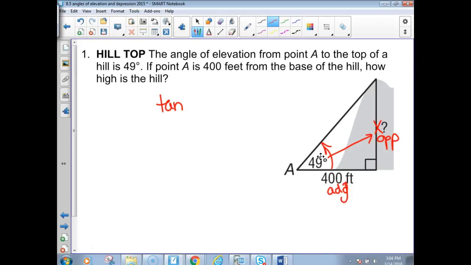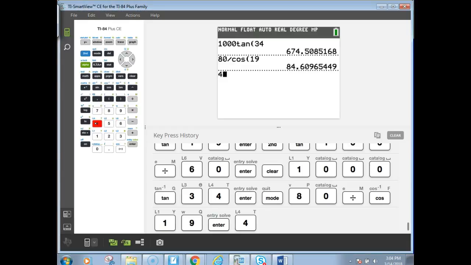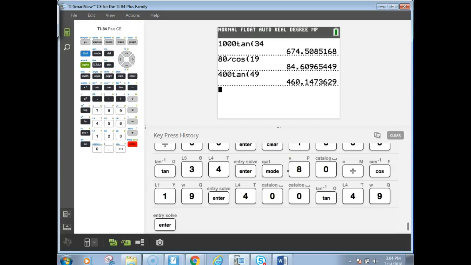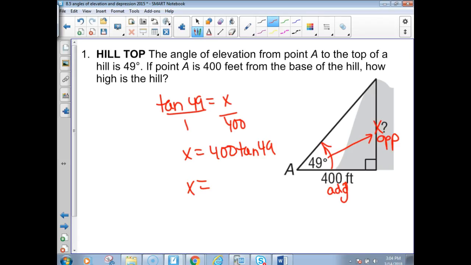So I messed that up. Tangent of 49 is x over 400. We've been calculating these over and over. So x is going to be 400 times the tangent of 49. 400 tan 49 on your calc should be giving you 460.1 feet.